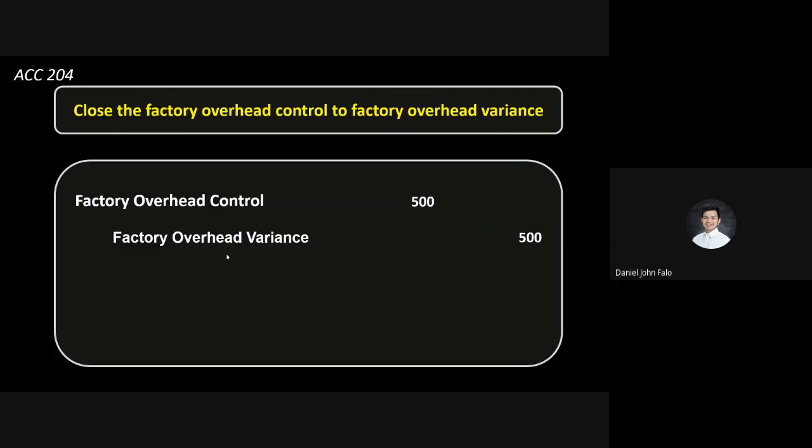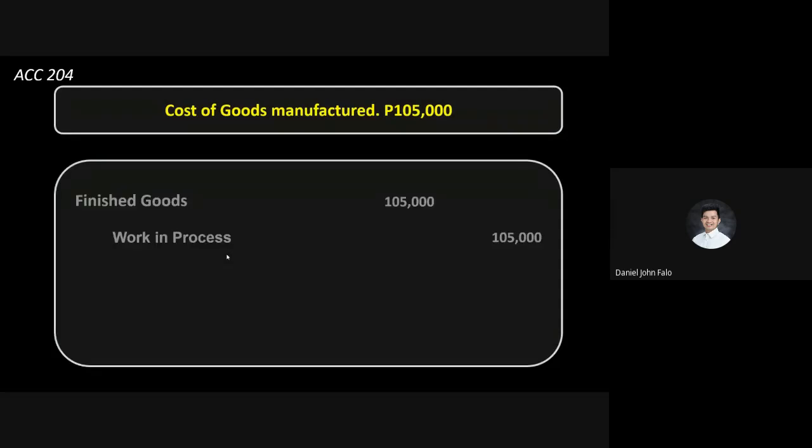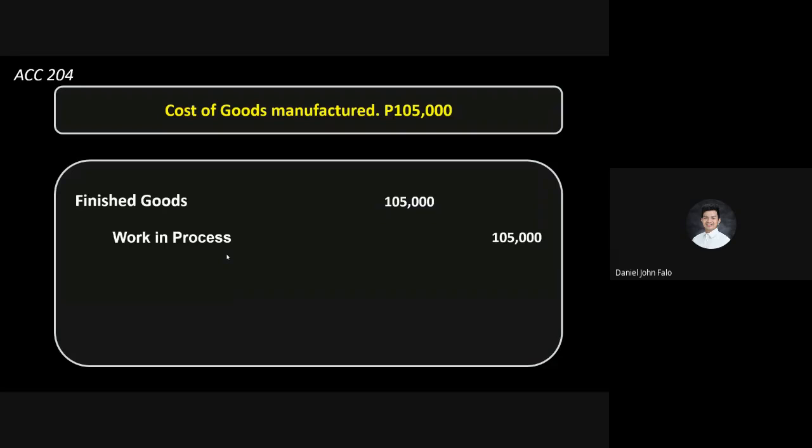Okay, let's proceed to the next one. Journal entry for the work in process. I think it is stated that the cost of goods manufactured is 105,000. So simply debit finished goods, then credit work in process for 105,000. Okay?